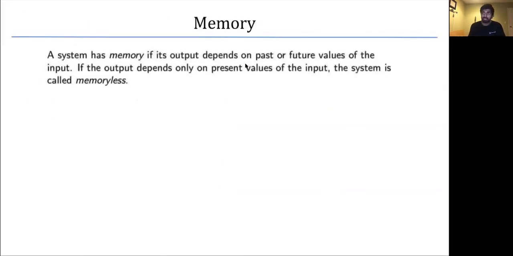Now, although linearity and time invariance are the two big properties of systems that you really should be familiar with, there are other properties like memory that we'll talk about. Memory is this quality of a system. It tells you if a system depends on the past or future values of the input. If the output of the system only depends on the present values of the input, then it doesn't have any memory; it's memoryless. So let's just jump right into a concrete example.